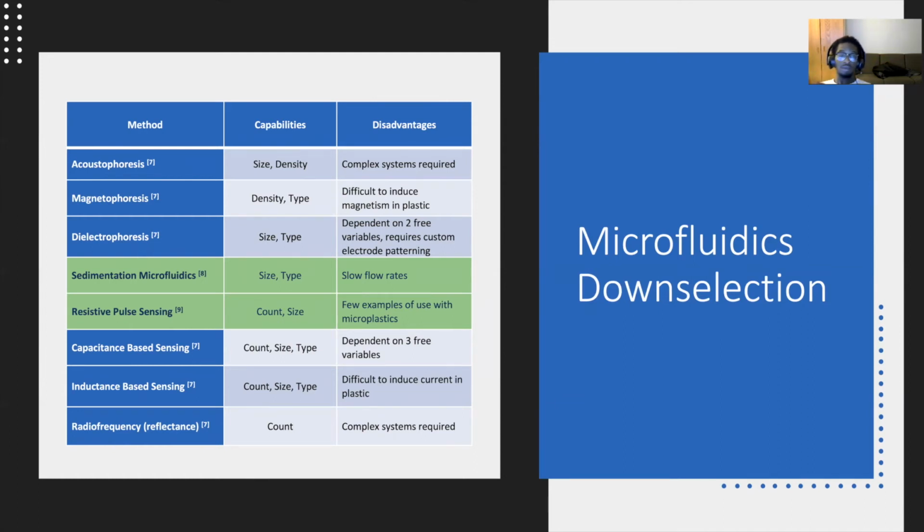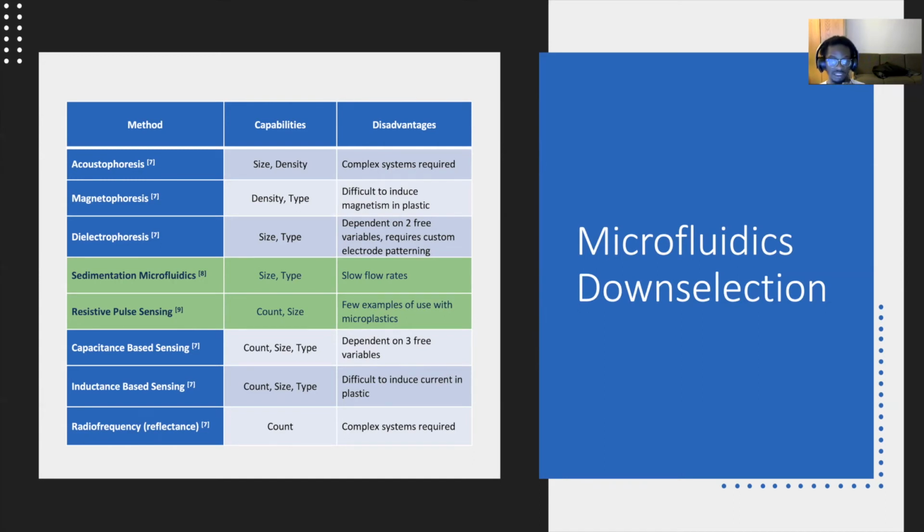Dielectrophoresis is another particle sorting and typing method that we could use, but this one requires that you have custom electrode patterns for each design, which makes analysis much more complex. Also, because the dielectrophoresis force depends on both the type and the size of the particle, it's hard for you to distinguish these things if you don't have a uniform solution of particles that either have the same type to distinguish their sizes or the same size to distinguish their types.